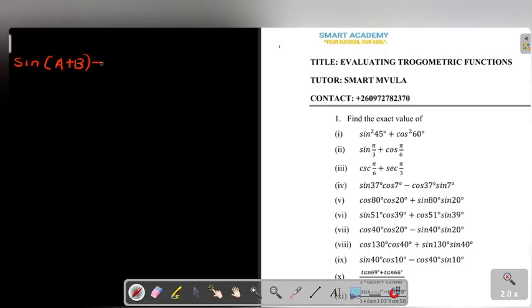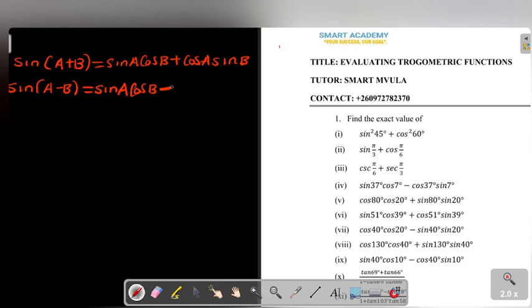When we distribute this, it will be sine A cos B, plus cos A sine B. Then again we have sine of A minus B. Now you distribute sine again, so it will be sine A cos B. Since you are subtracting, you maintain the sign, then you start with cos this time around, so it will be cos A sine B.